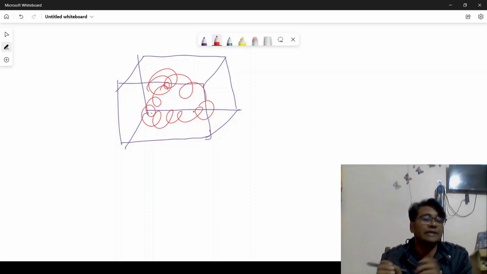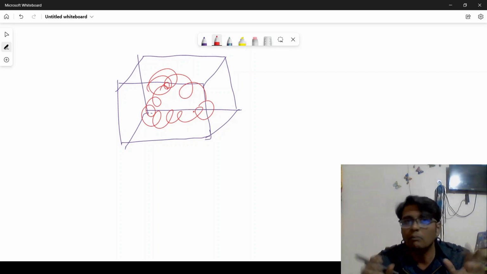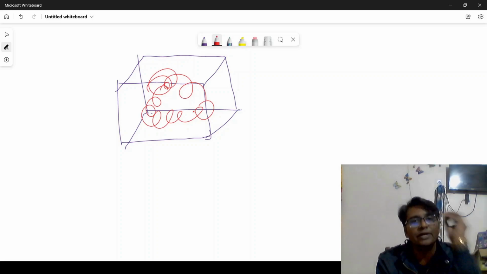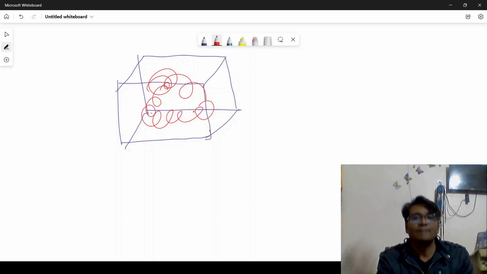It means that they will be having some momentum, and with that momentum, they go and strike on the walls of the container, right?